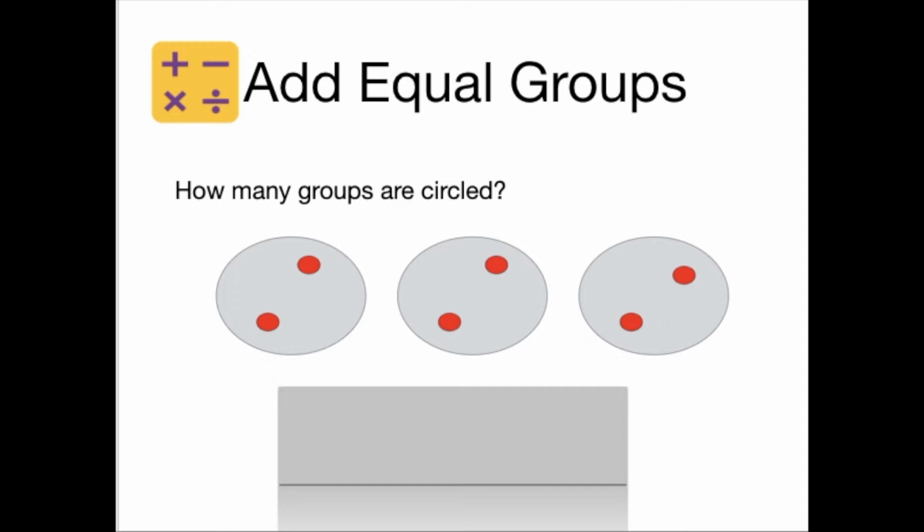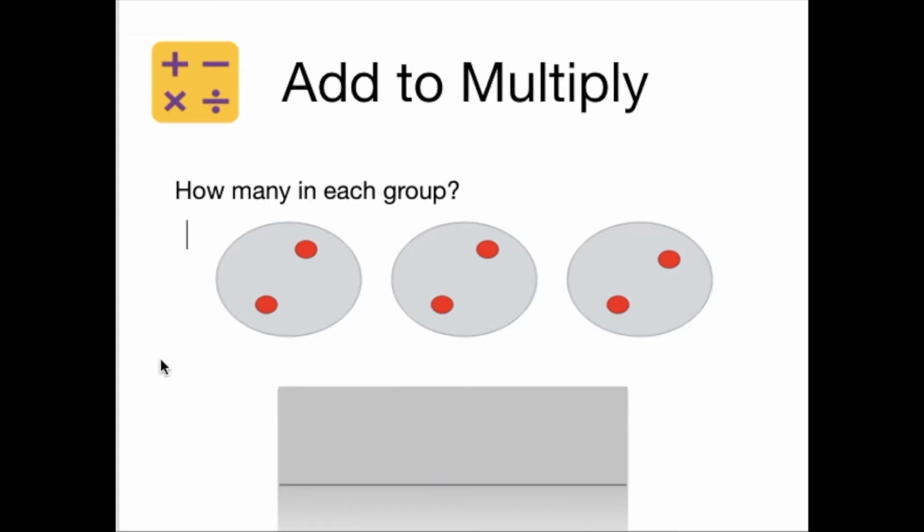Let's add some equal groups. How many groups are circled? I see 1, 2, 3 groups. 3 groups are circled. And how many are in each group? Well, we know we have 3 groups, and it appears that there are 2 dots in each group. So there are 2 in each group. So that made 3 groups with 2 in each group.